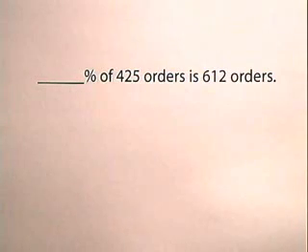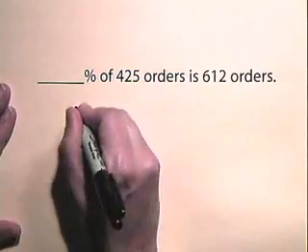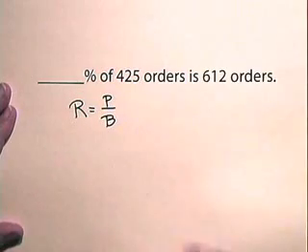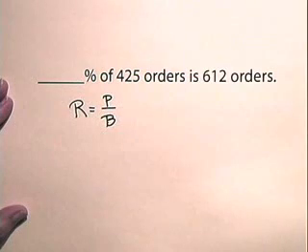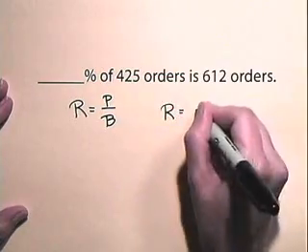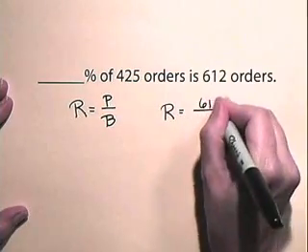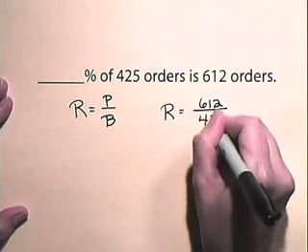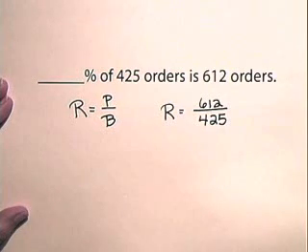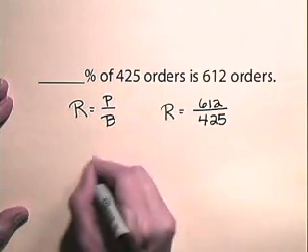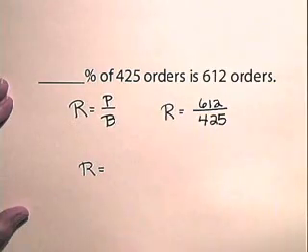What percent of 425 orders is 612 orders? Here again, rate is equal to part divided by base. Now this time, the base, or the starting point, is 425 orders. So the rate is going to be 612 is the part, and 425 is our base. So the rate is going to be 612 orders out of a total of 425 orders. We can see that 612 is more than 425, so we can realize here that this is going to be more than 100%.